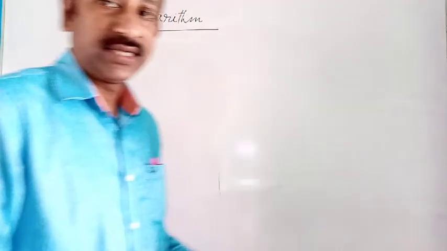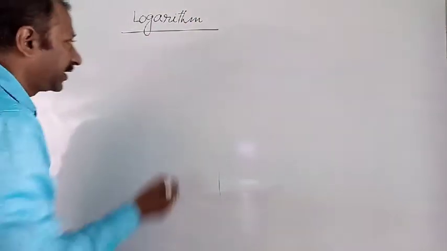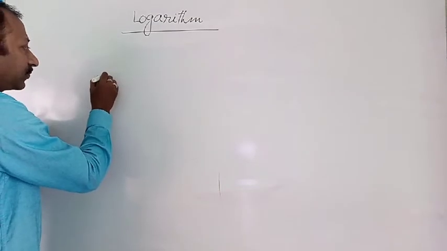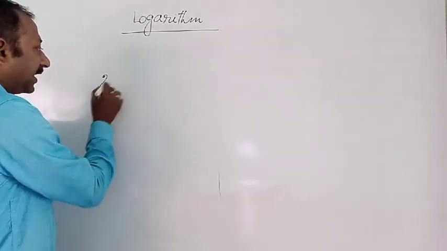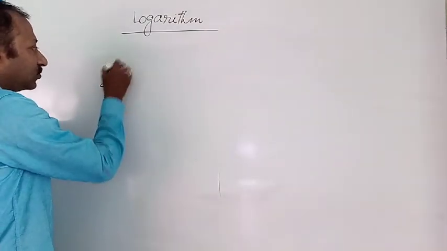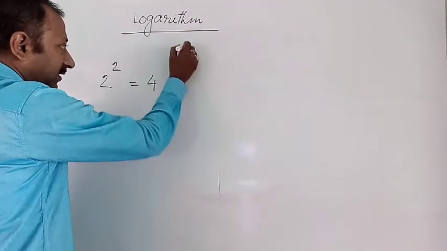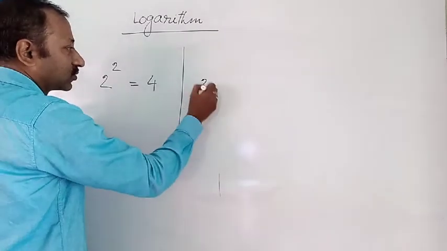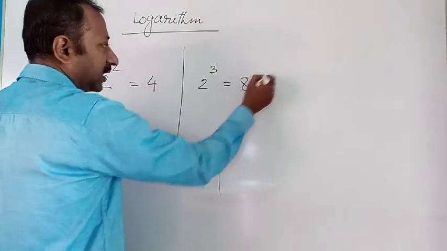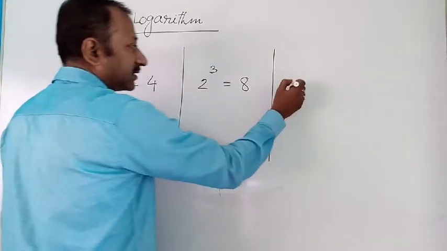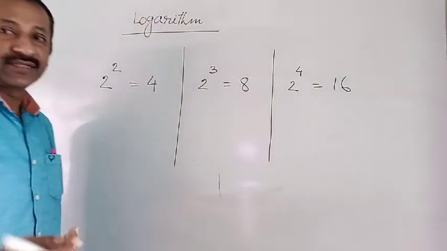So here you see, suppose we fix a number 2 and we raise it to the power 2. What is the answer? 4. Again, suppose 2 to the power 3. What is the answer? 8. Again, suppose 2 to the power 4. What is the answer? 16. It is known to us. Clear?